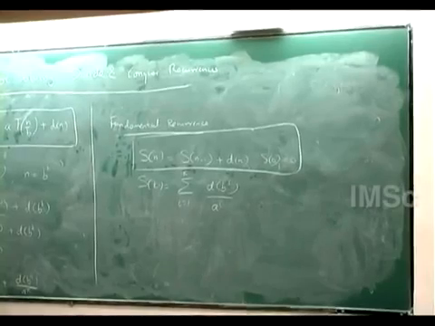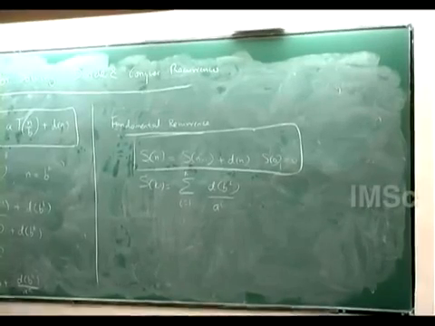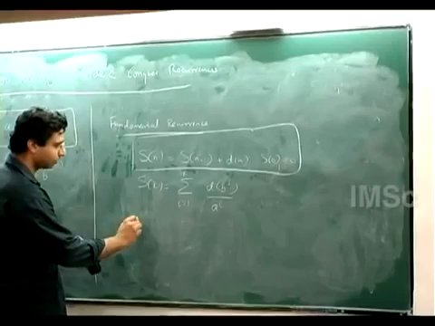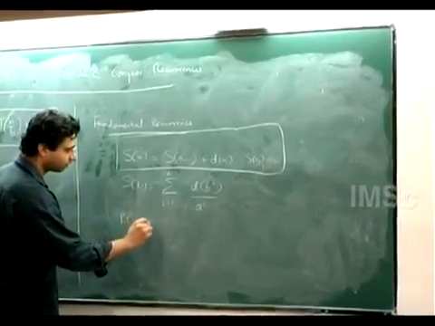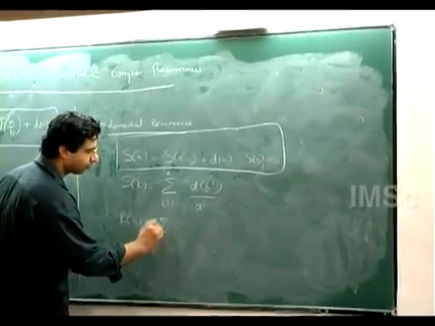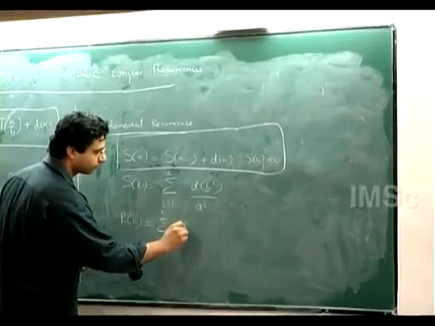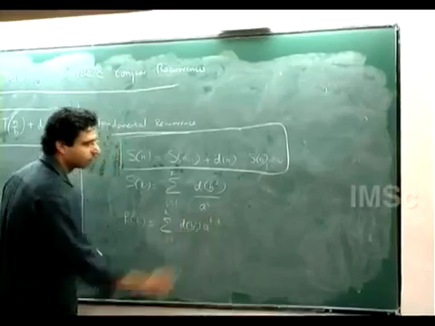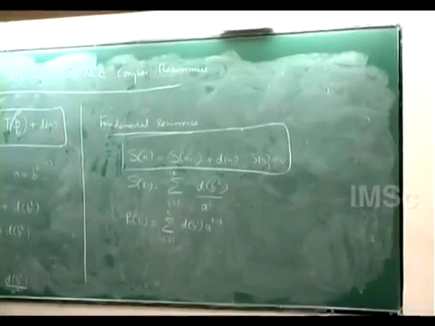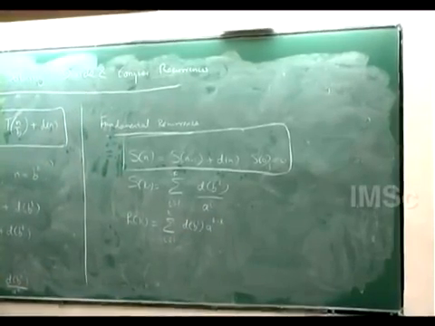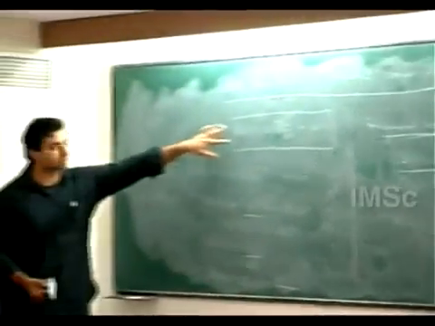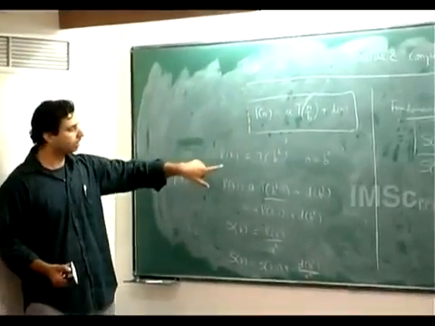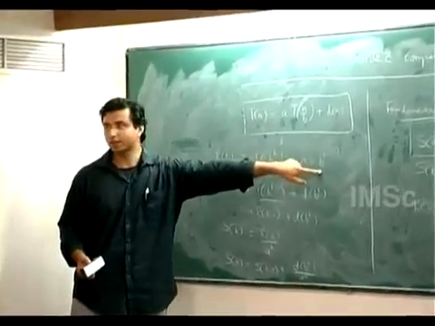Now I want the solution for this recurrence R of k. So I multiply both sides by A raised to k, so I get R of k is this sum times A raised to k. So I got the solution for R. Now plug in n equal to b raised to k.